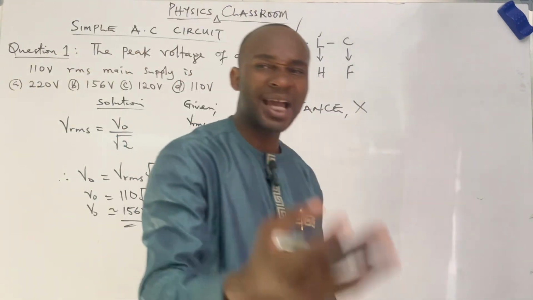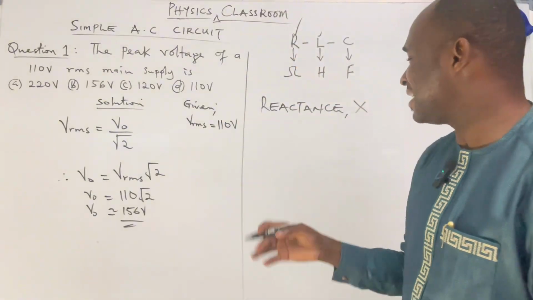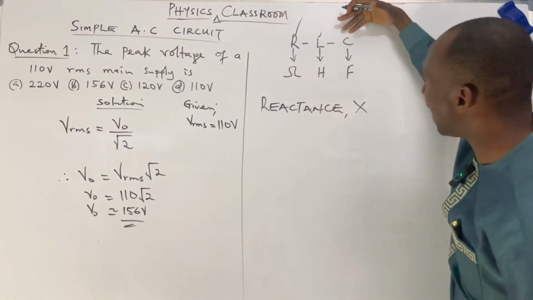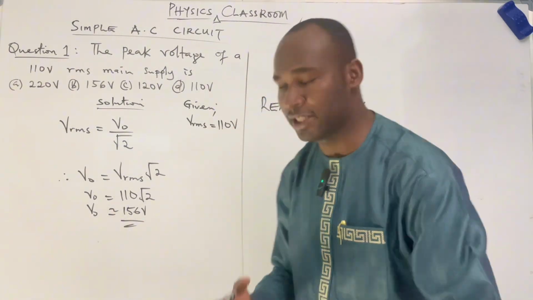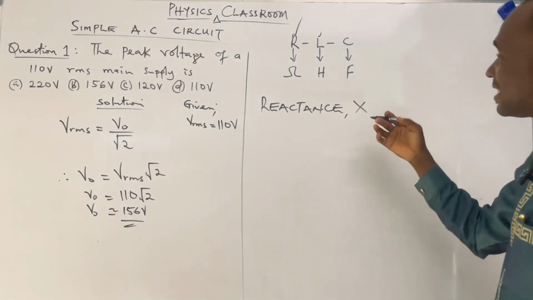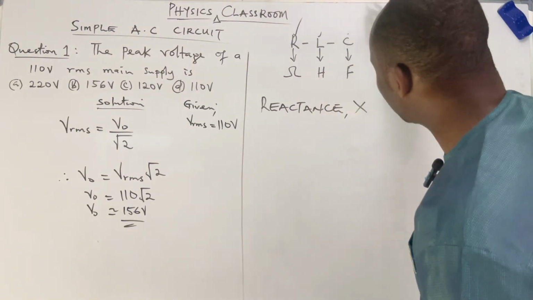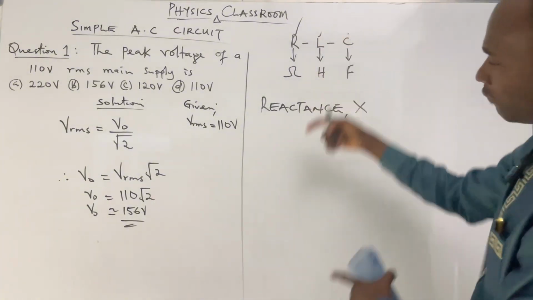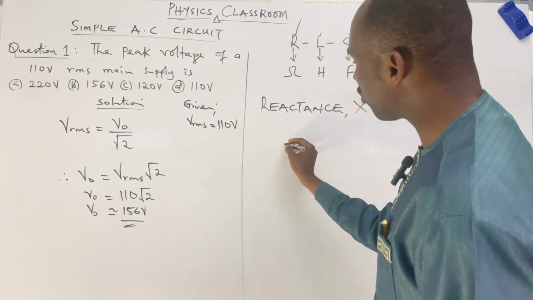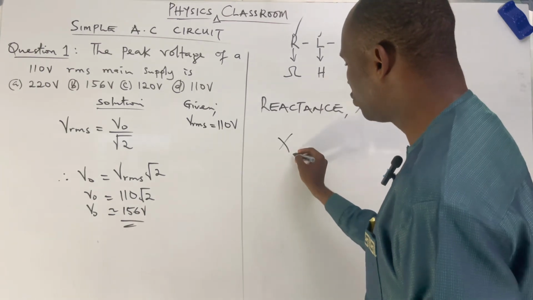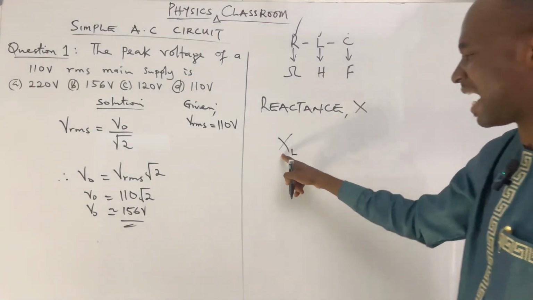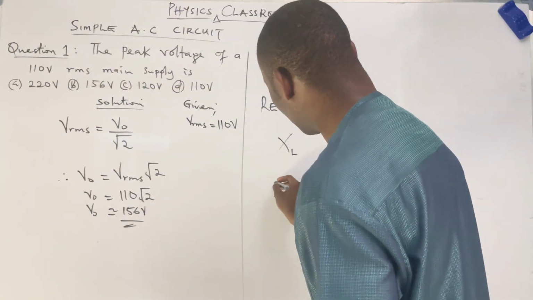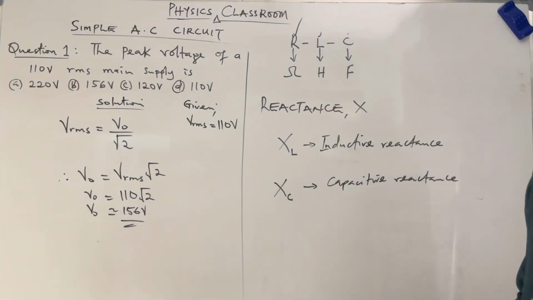What then is reactance X? Reactance X is the resistance in an AC circuit by either a capacitor or an inductor. So if we are dealing with inductor, for instance, we'll be having what we call inductive reactance, and that is XL. But in case of capacitor, we call it capacitive reactance. Please take note of all this.